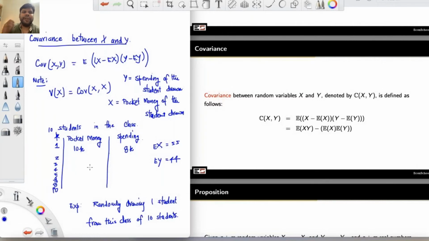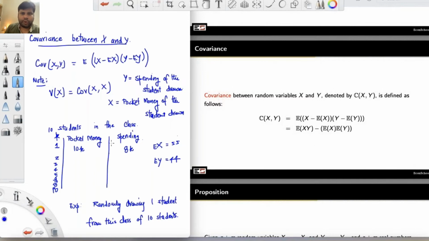If the sign of the covariance is positive, you can infer that there is a positive association between X and Y. If the sign of the covariance is negative, then you can infer that there is a negative association between X and Y. Is that clear? Okay, so let's quickly figure out the covariance.